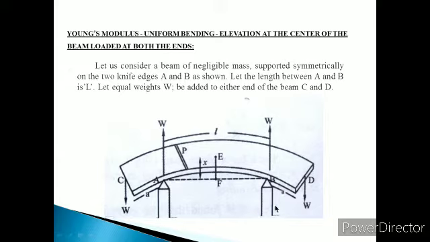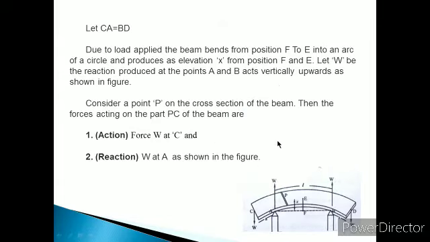This is the action load W. Due to the application of the load, the reaction will be produced. This is the W mentioned here. Consider a point P on the cross section of the beam. You have to consider small portions here, P on the cross section of the beam.